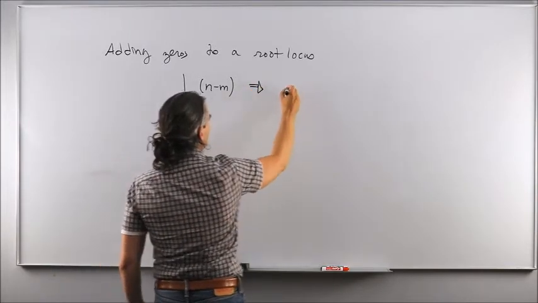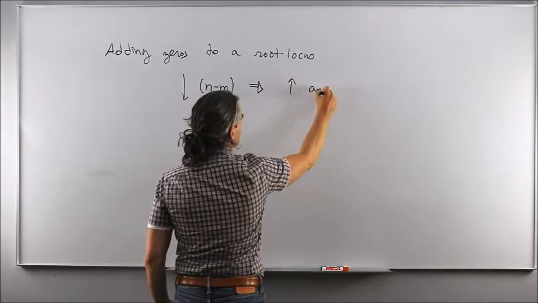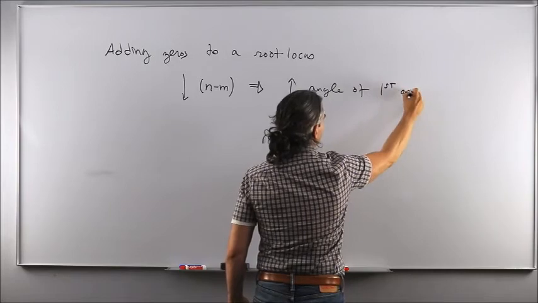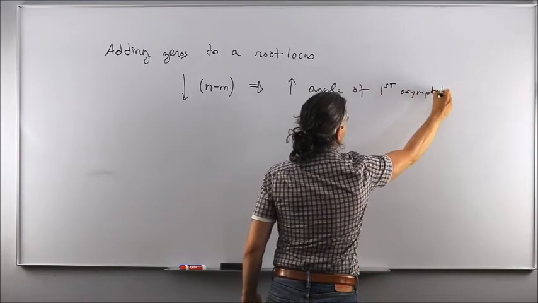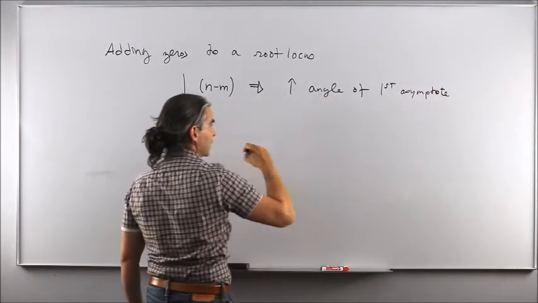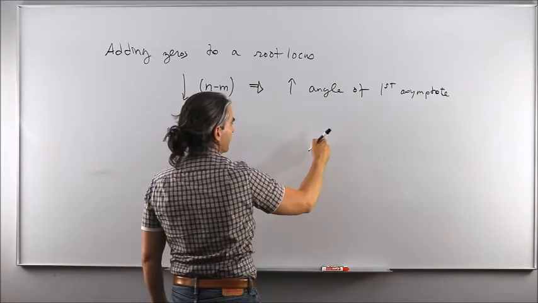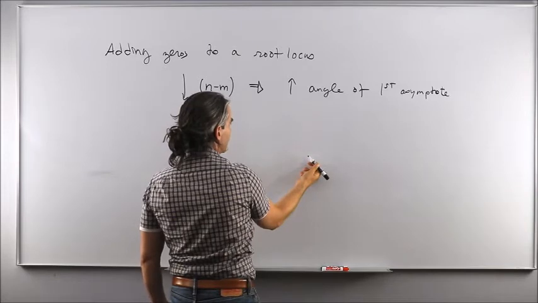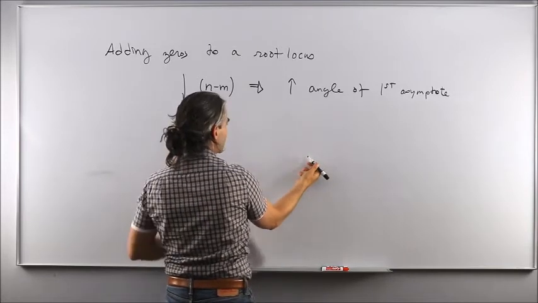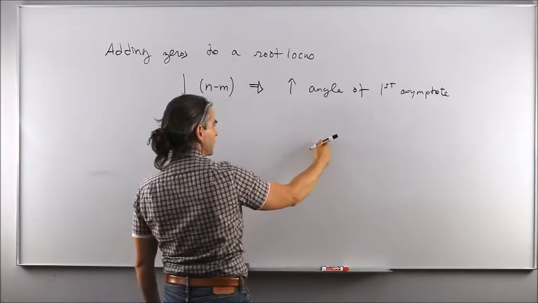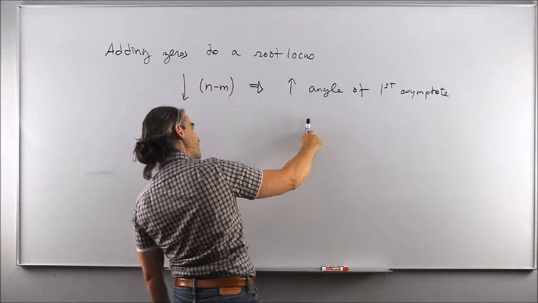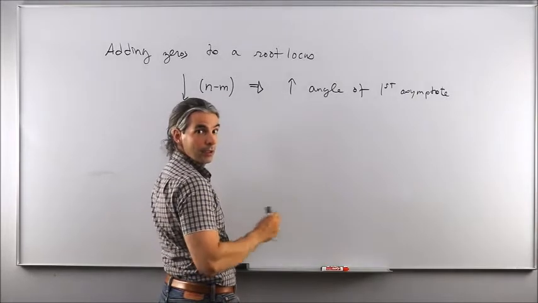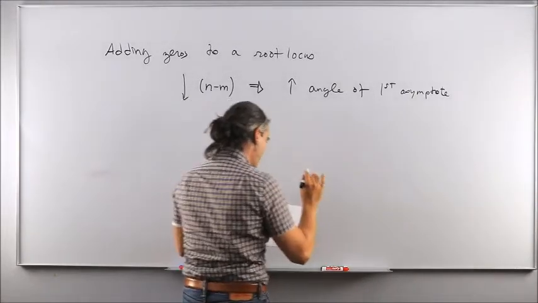Additionally, we are going to increase the angle of our first asymptote. So instead of being 60, 180, and 300 degrees, now we went from 3 to 2 asymptotes, and all of a sudden the first one, instead of being at 60 degrees, ended up at 90 degrees. So we're increasing the angle of our first asymptote. And that is fantastic. We like it, okay?